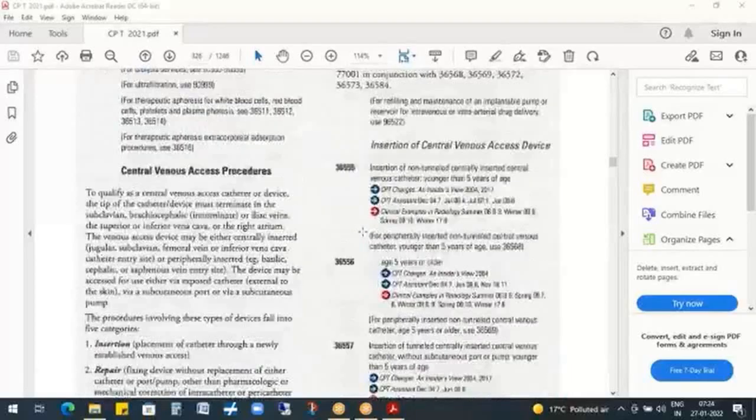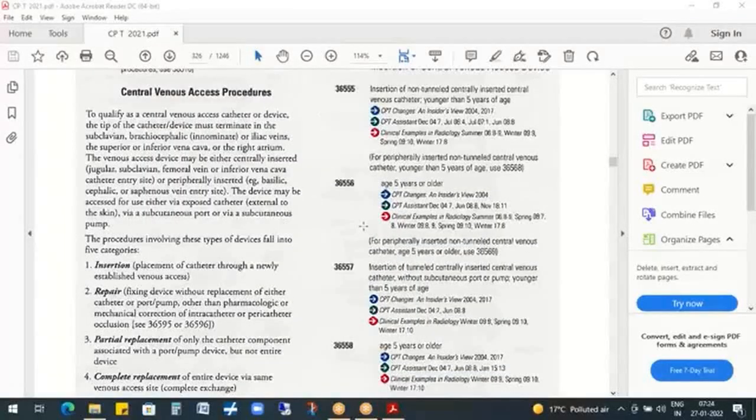Central venous access device. CVAD, central venous access device. Page number 302. 301. It started from 300. Page number 300. Are you there, everyone? Yes, sir. Okay.